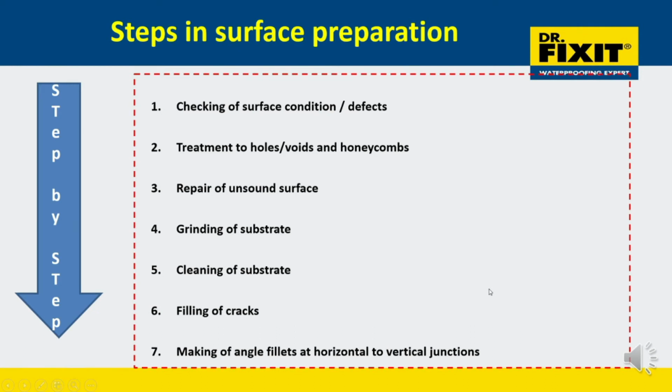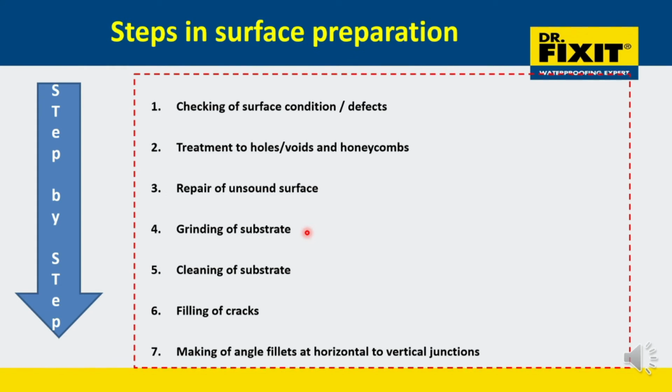What are the steps to be considered for doing a surface preparation? First, check the surface condition and defects with the help of a nylon hammer. Treat the holes, voids and honeycombing with the help of URP. Repair of unsound surface: if you find an unsound surface, clean it and make a repair with URP. Grinding of substrates: you can use the grinder to clean all the unnecessary particles and make the surface uniform. Cleaning of substrate.